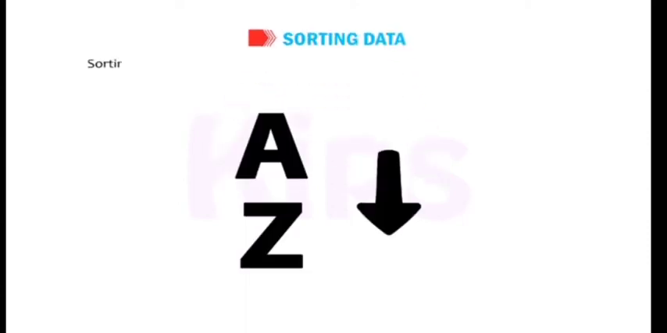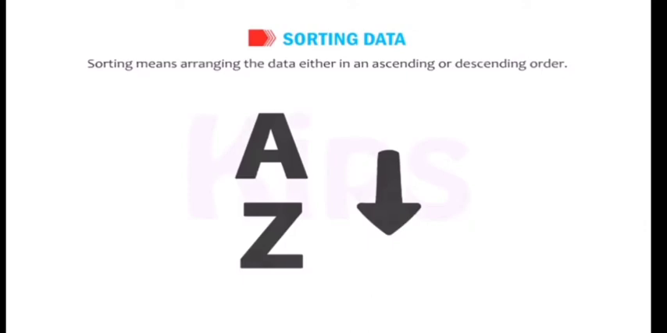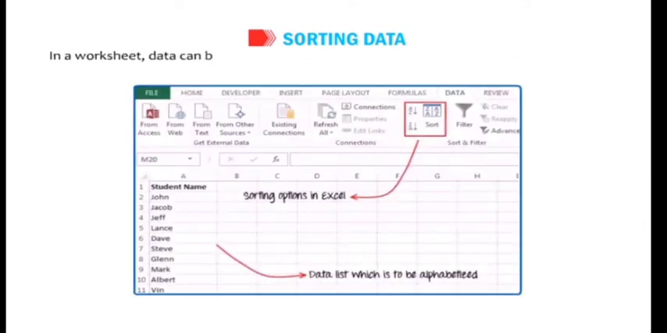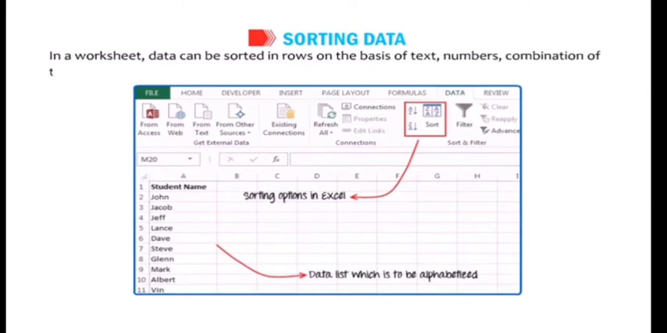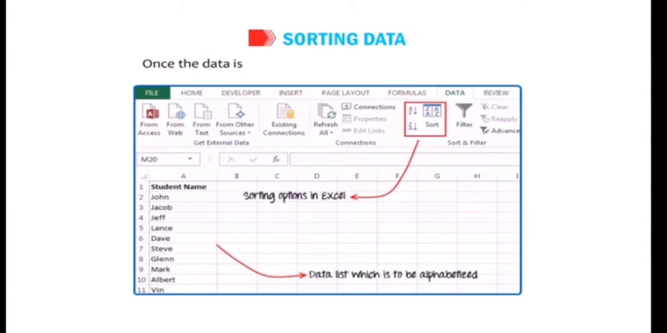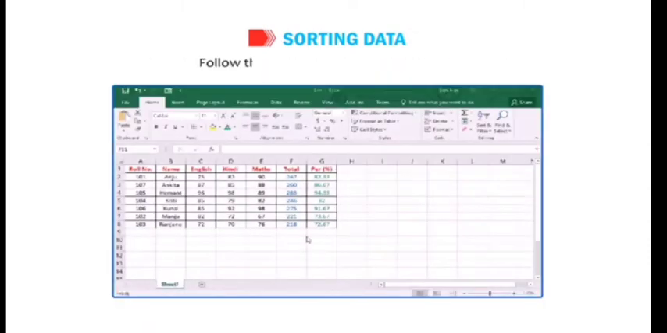Now students, we shall learn how to sort data in Excel. Sorting means arranging the data either in ascending or descending order. In a worksheet, data can be sorted in rows on the basis of text, numbers, combination of text and numbers or dates. Once the data is organized, it becomes easy to work with it. Follow these steps to sort the given data.